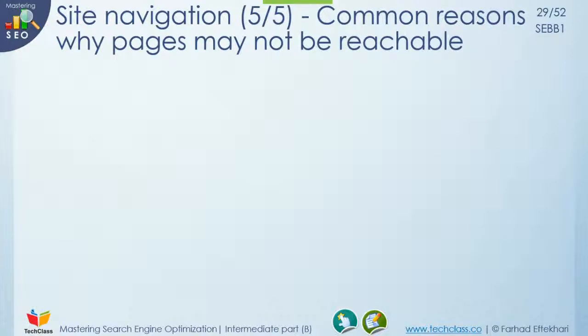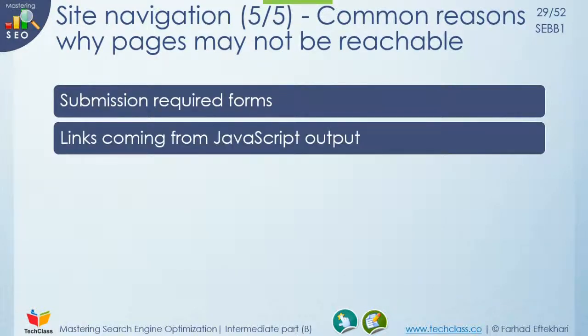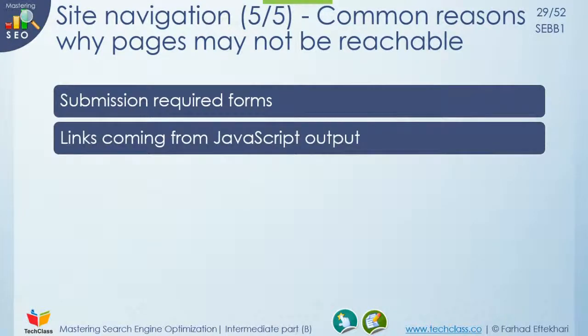And there are some common reasons why pages may not be reachable. First of all, submission-required forms. There are some pages that you ask users to submit a form in order to get to. Definitely, search engines cannot fill in those forms to get there. So if you have content on some pages that requires users to submit a form, then this is the price you're paying: search engine crawlers and some users are not going to have access to those parts.